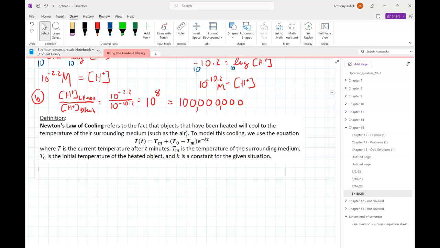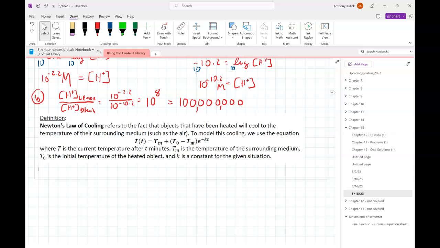Tm is the temperature of the surrounding medium, so whatever you're cooling the substance in, whether that's the air in a room, or a pool of water if you're a medieval blacksmith dunking your sword, or the refrigerator, whatever the medium is. T naught is the initial temperature of the heated object, like what temperature the sword is when it comes out of the blast furnace, or your cake out of the oven, or your soup off the stovetop.